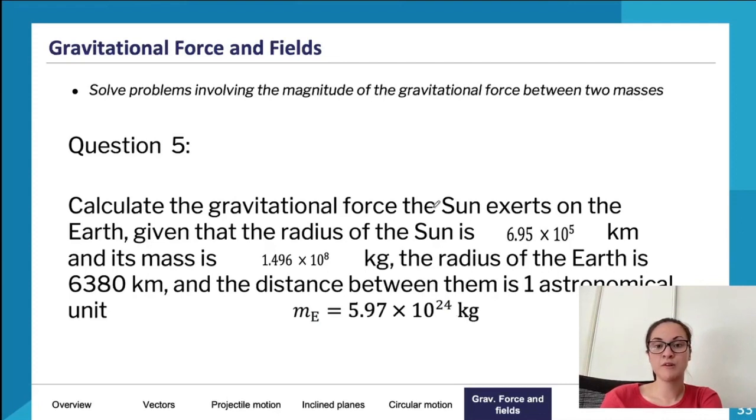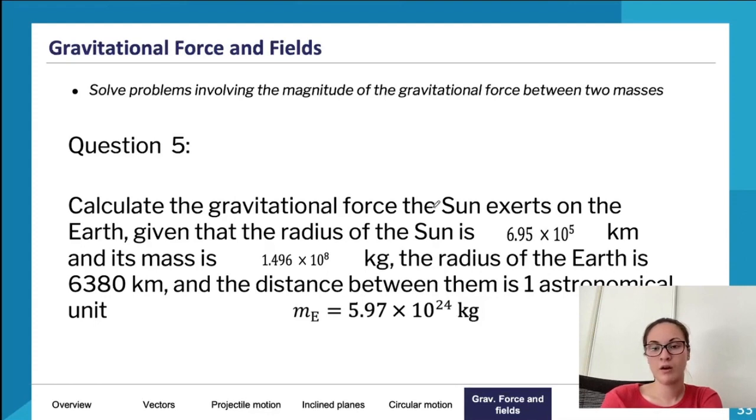Calculate the gravitational force the sun exerts on the Earth, given that the radius of the sun is 6.95 by 10 to the 5 kilometers, and its mass is 1.496 by 10 to the 8 kilograms. The radius of the Earth is 6380 kilometers, and the distance between them is 1 astronomical unit.